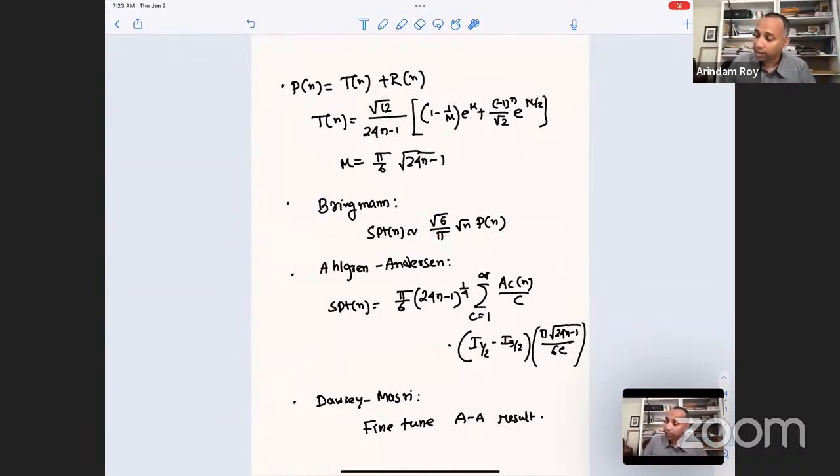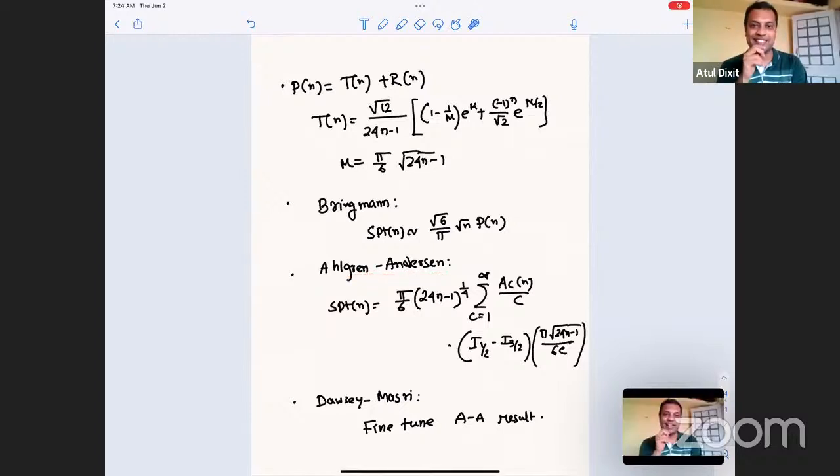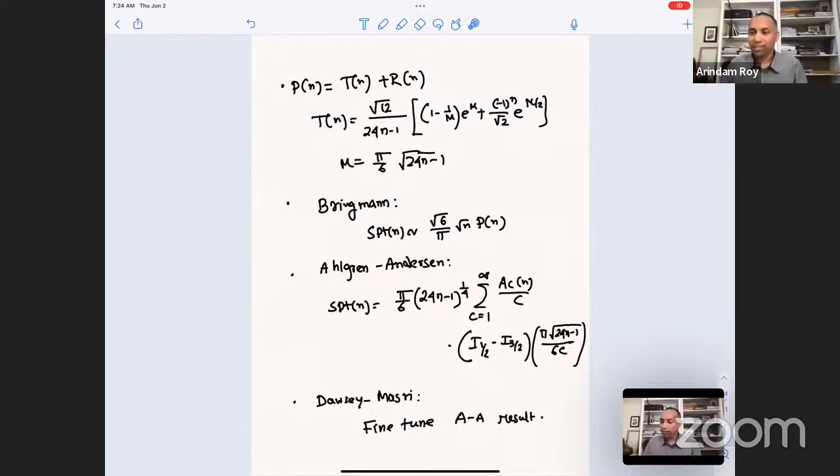And later on, Ahlgren and Andersen, I don't know if Atul was there at that time or had graduated when they presented the paper. I think, yeah, I had just graduated. So it was around 2013. Right, same time. They proved the Rademacher type asymptotic for SPTN, and they did use the circle method, but they had to use a different technique from the theory of modular forms, and they got this kind of result. The series has the same Kloosterman sum, and then they have a different Bessel function.